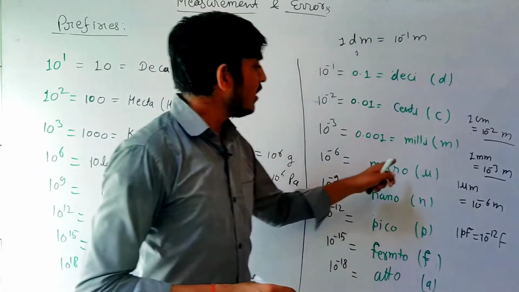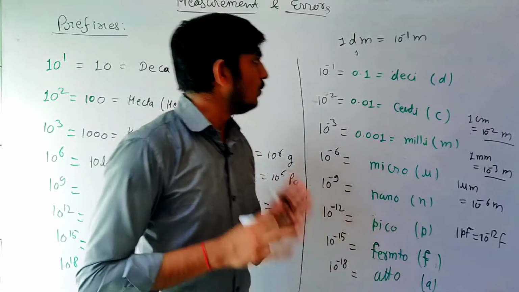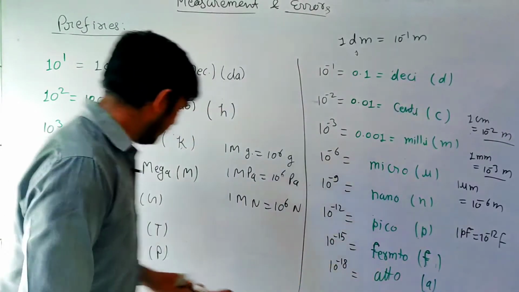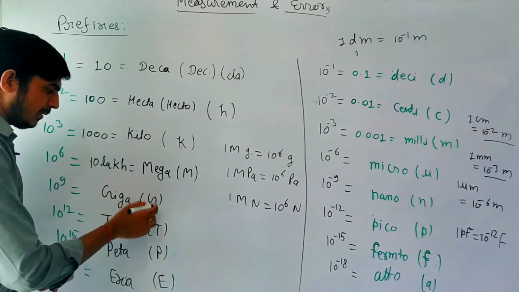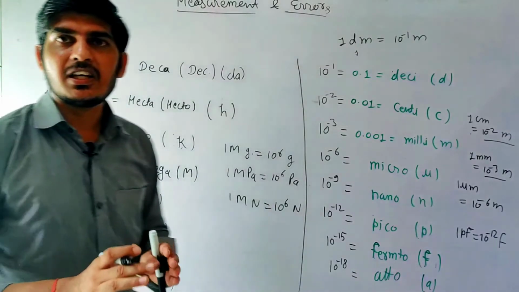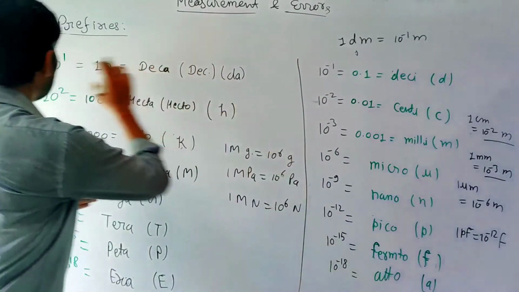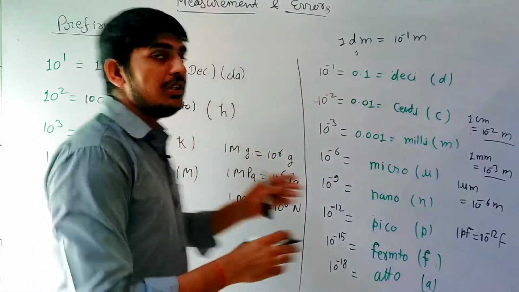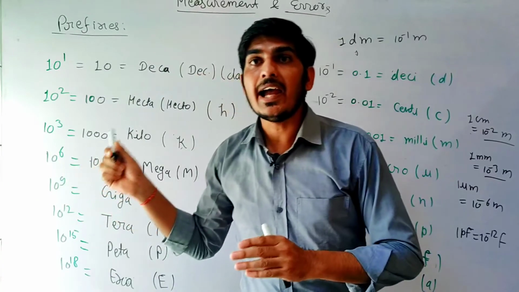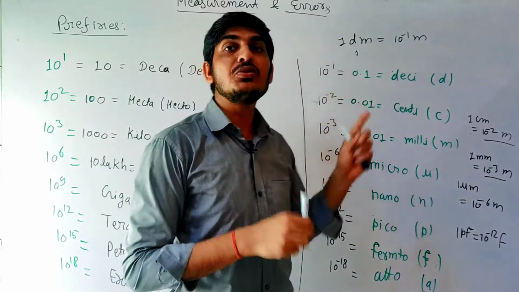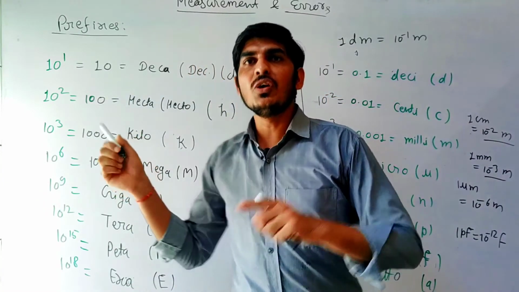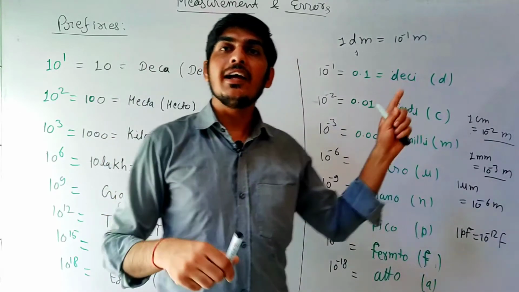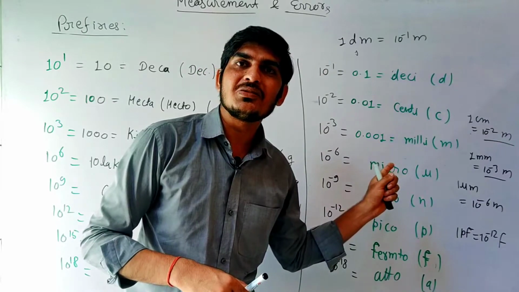तो आपने ऑब्जर्व किया होगा जनरली इनके स्मॉल लेटर से ये रिप्रेजेंट किया जा रहा है, और इधर कैपिटल लेटर से रिप्रेजेंट किया जा रहा है. आई होप यू गॉट द पॉइंट. +1 डेका, -1 डेसी. +2 hecta and -2 centi. +3 kilo, -3 milli, and +6 mega. And here 10 to the power minus 6, what is micro?